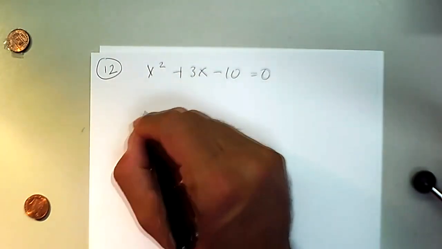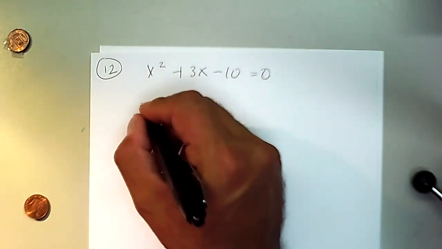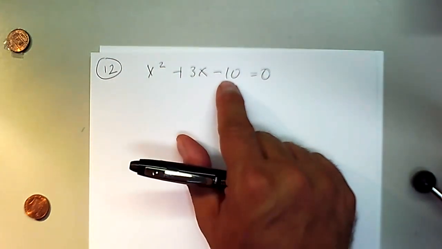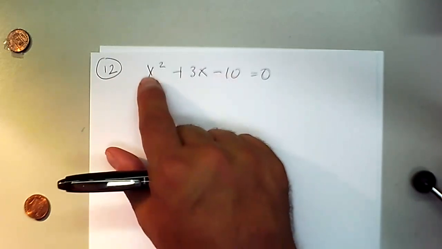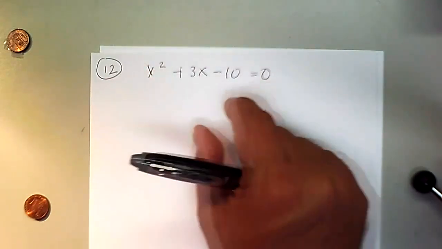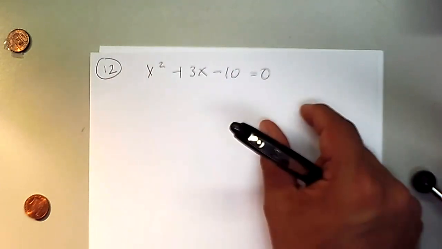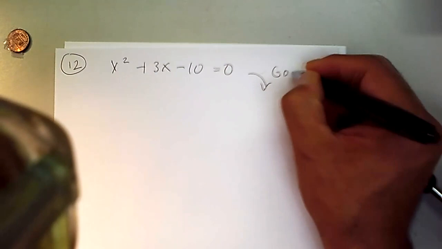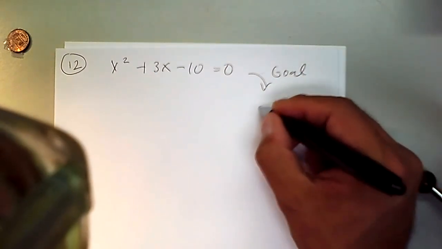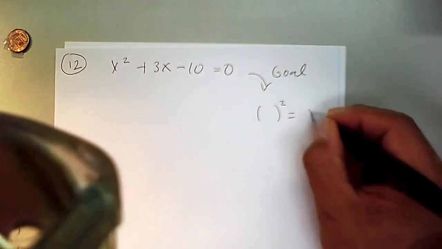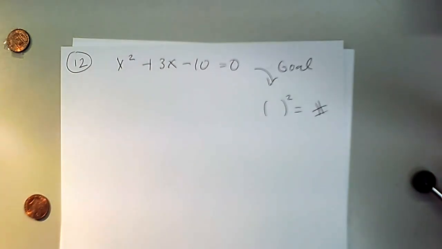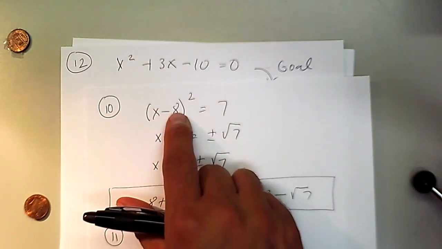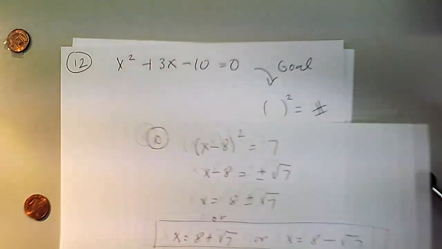Well, that was a difficult one, but that's all right. We will stay with it. So the method goes like this. We want to rewrite this as a square of something equals a number. So our goal is to have something squared equals a number. So we can do what we did before. That's what we want to do.